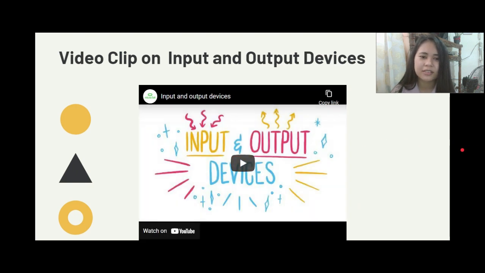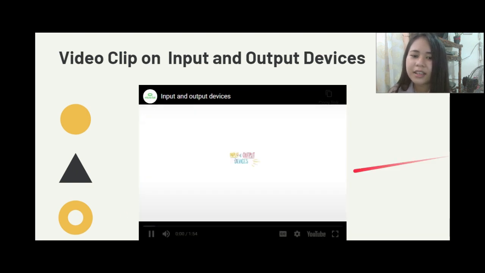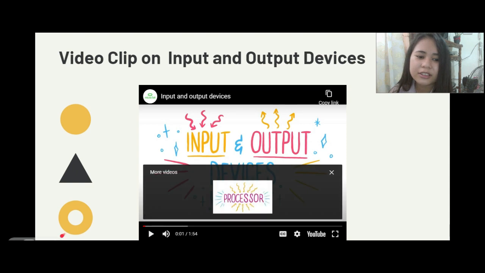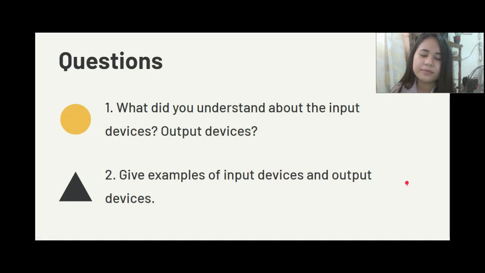Alright, so that is all about the input and output devices. So let us test your learnings. I want you to answer this in the chat box again. So what did you understand about the input devices as well as the output devices? And give some examples of this.